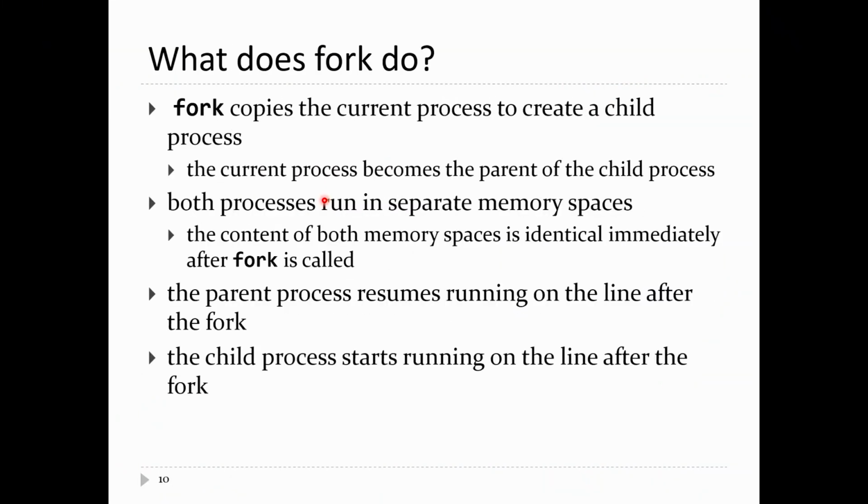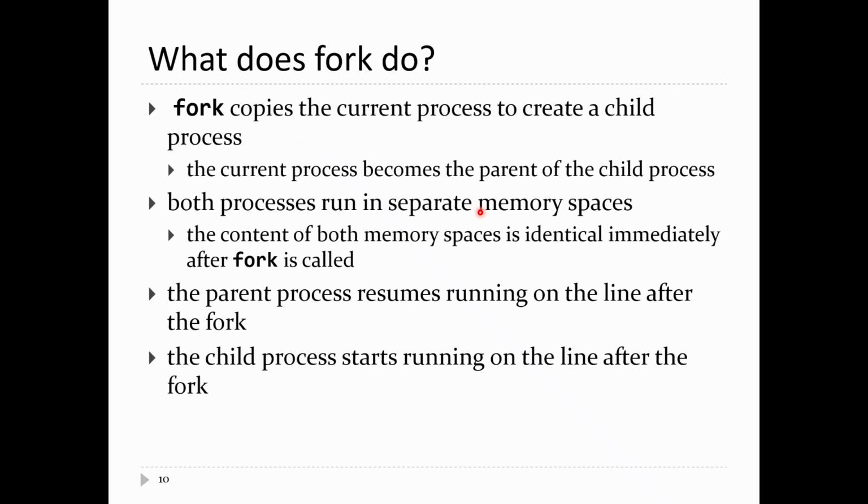Okay, so what does it do? So fork takes the current process and copies it. So it copies all of its memory, all of its resources, most of its resources. So basically it clones the current process to make a child process. The current process becomes the parent of the newly created child. So when you write fork, a second process appears that's identical to the first one. The second process that appears is the child of the current process.